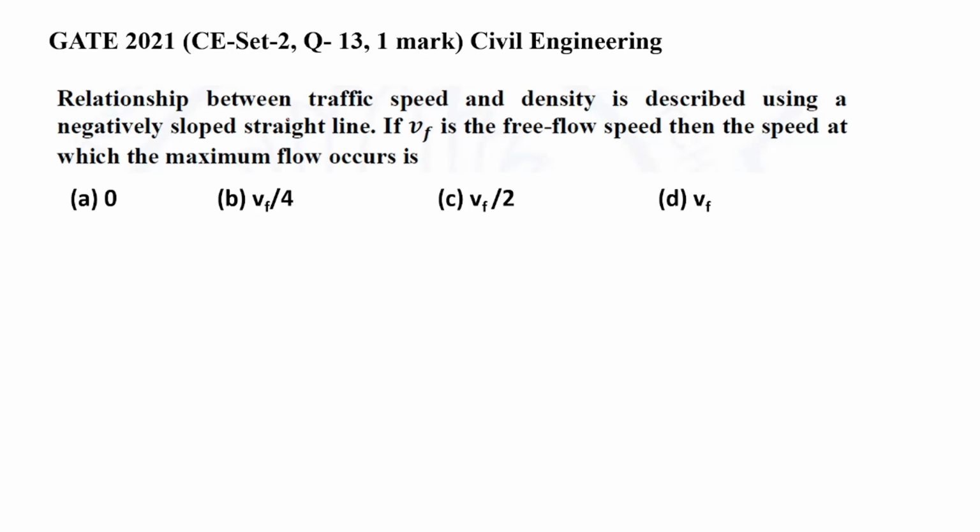The relationship between traffic speed and density is described using a negatively sloped straight line. If Vf is the free flow speed, then the speed at which the maximum flow occurs is, for the options given: 0, Vf by 4, Vf by 2, Vf. It's a question from the 2021 GATE paper, civil engineering, from set 2.